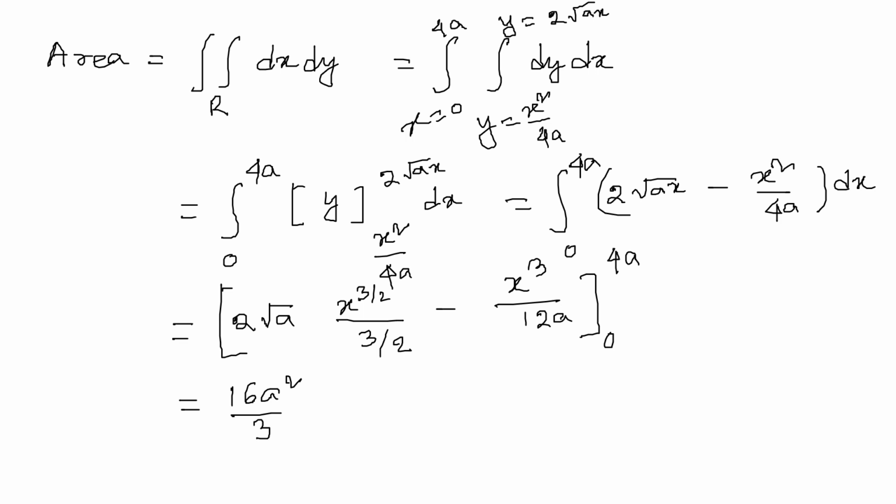So what is that area, or what is that region? The region area is 16a squared by 3, which is enclosed by the two parabolas: one is y squared equal to 4ax, another is x squared equal to 4ay. Okay, so in this way you can obtain the area enclosed by one or more curves.